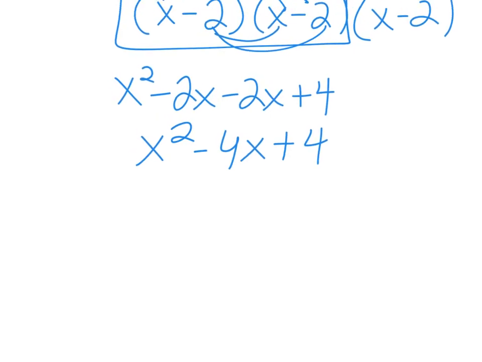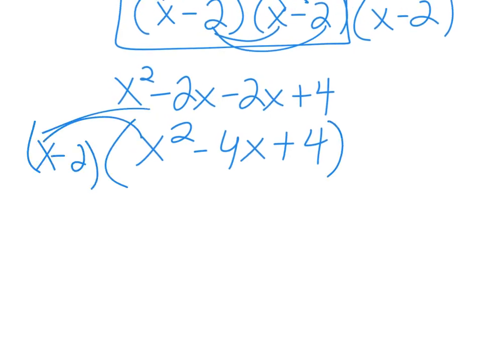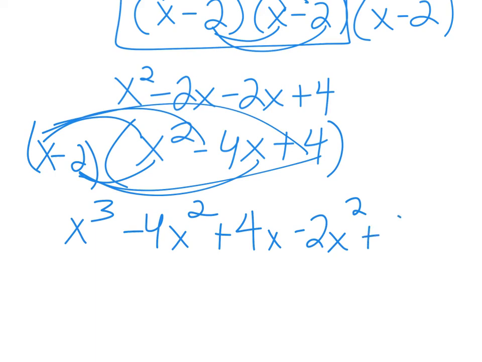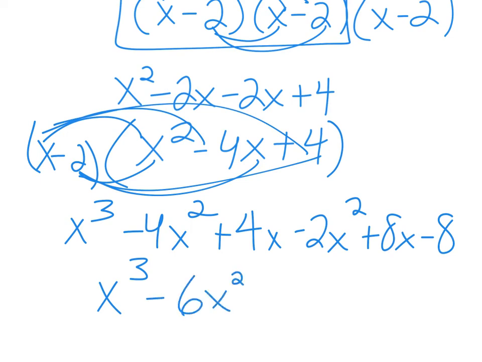All right, and I'm going to bring down the last x minus 2 and distribute. X cubed minus 4x squared plus 4x, and distribute the -2. -2x squared plus 8x minus 8. So combine. x cubed minus 6x squared plus 12x minus 8.